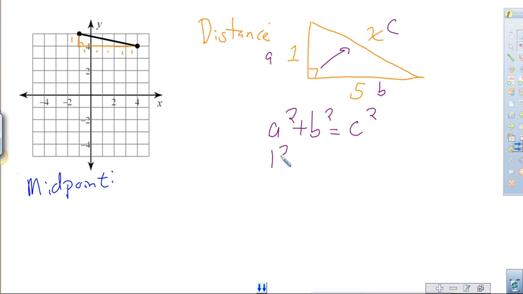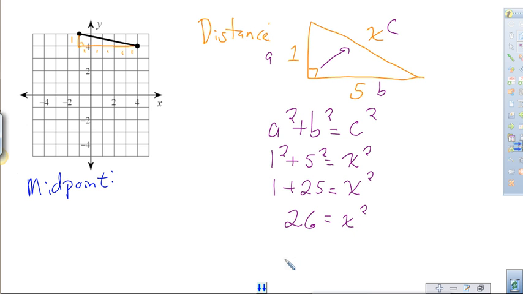So this is 1 squared plus 5 squared equals x squared. 1 squared is 1. 5 squared is 25. And x squared. Add these together to get 26. And square root to get x. This one actually does not simplify at all, so this is just your answer. That is the distance from here to here. Done and done. So if you like Pythagorean theorem, you can just use Pythagorean theorem for this.